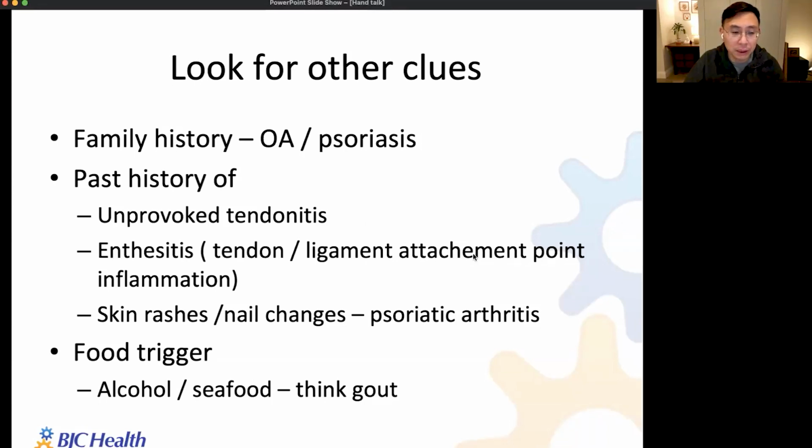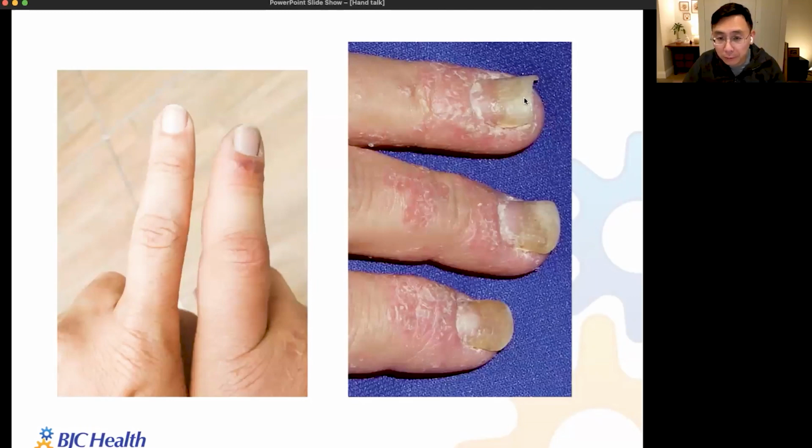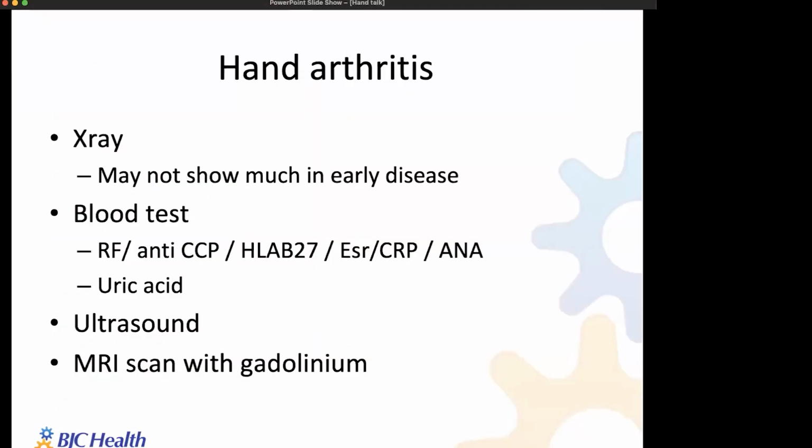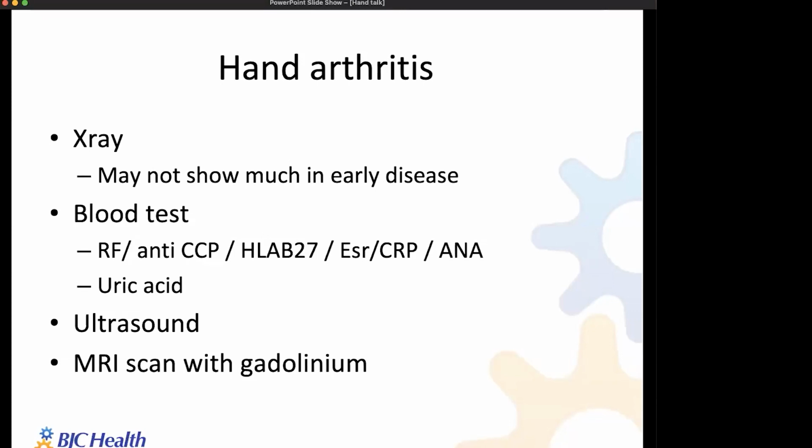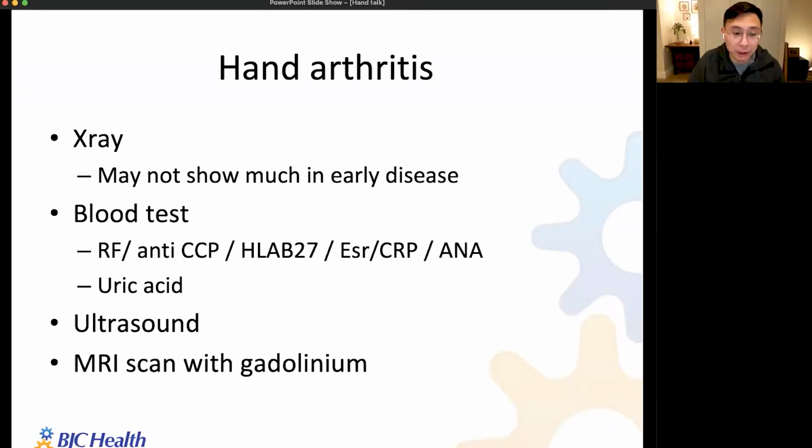Then we look at fingernails, for example, thickened nails or with pitting and ridges, then we suspect psoriasis and psoriatic arthritis rather than simple osteoarthritis. Okay, in terms of investigations, we'll start with simple X-rays, but in early disease, X-rays are not helpful. We do some blood tests for rheumatoid arthritis antibodies and other markers, in particular ESR and CRP. Now, these two markers are inflammatory markers. They go up when there is inflammation in our bodies, but it doesn't tell us where the inflammation comes from.